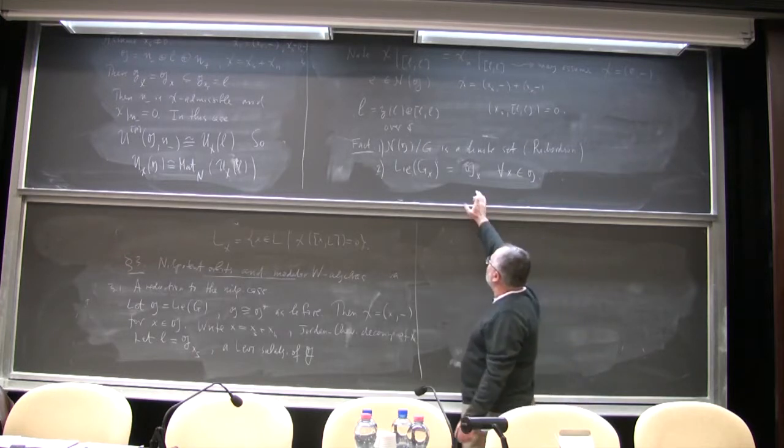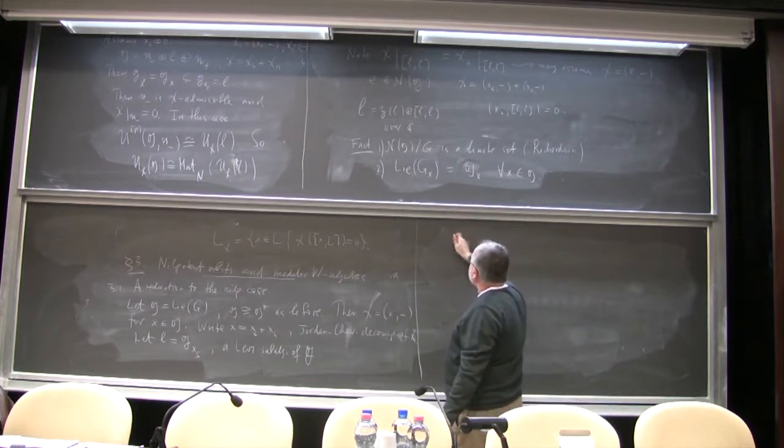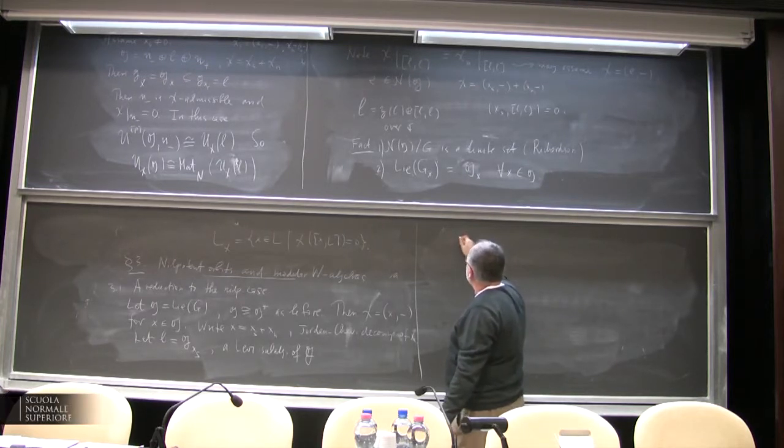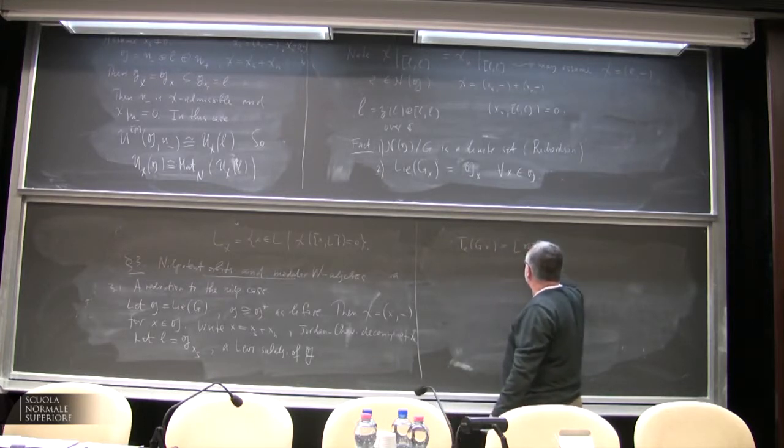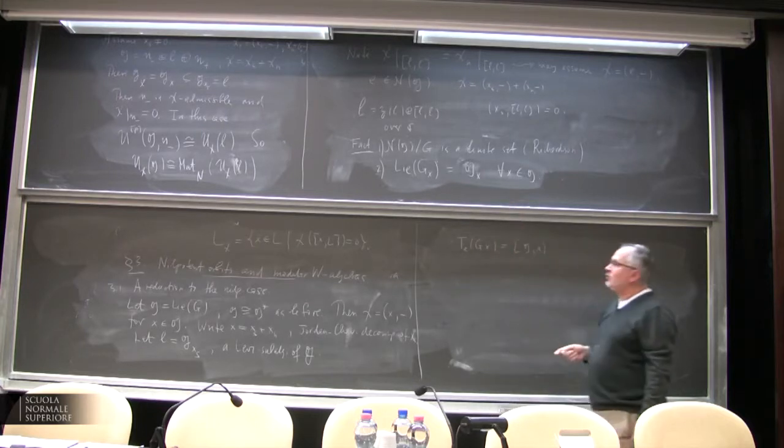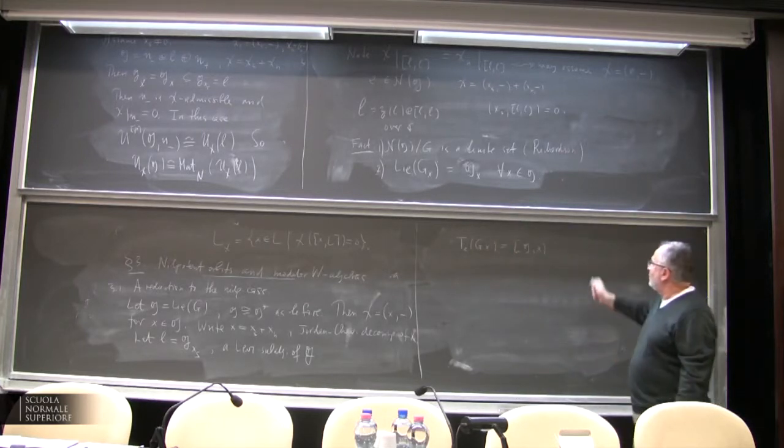So let me comment on this part too. What we need to show is that the quotient map is separable at x, at every x. So we look at the tangent space to the orbit, the adjoint orbit, and we need to prove that this is equal to g for every x. This is equivalent to part two.